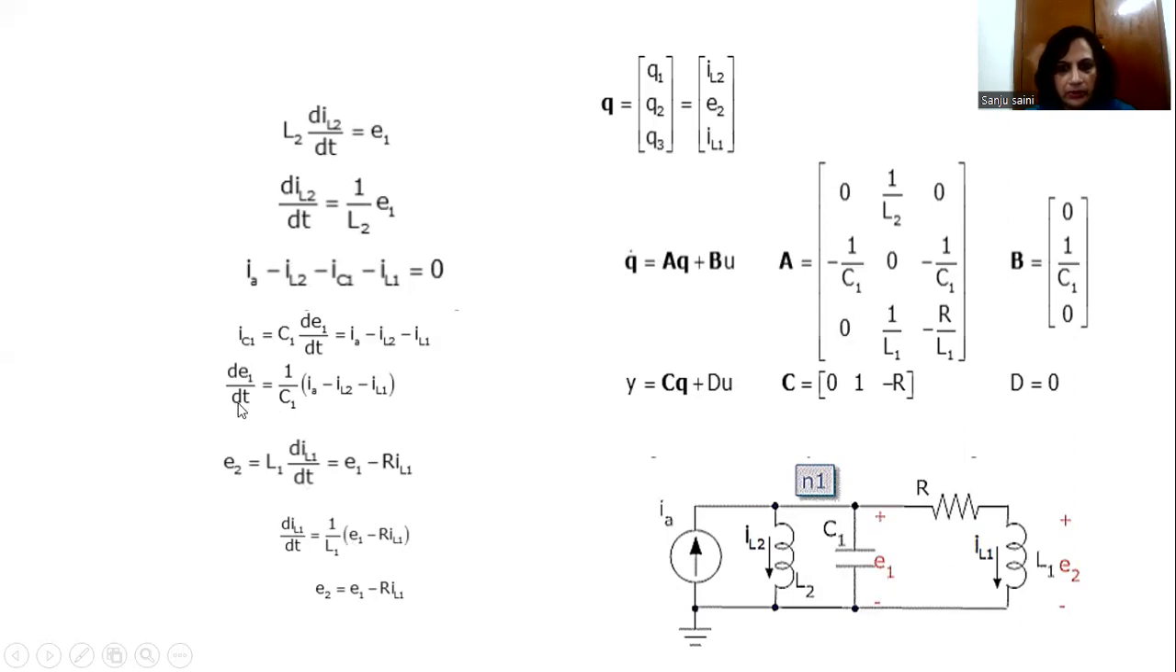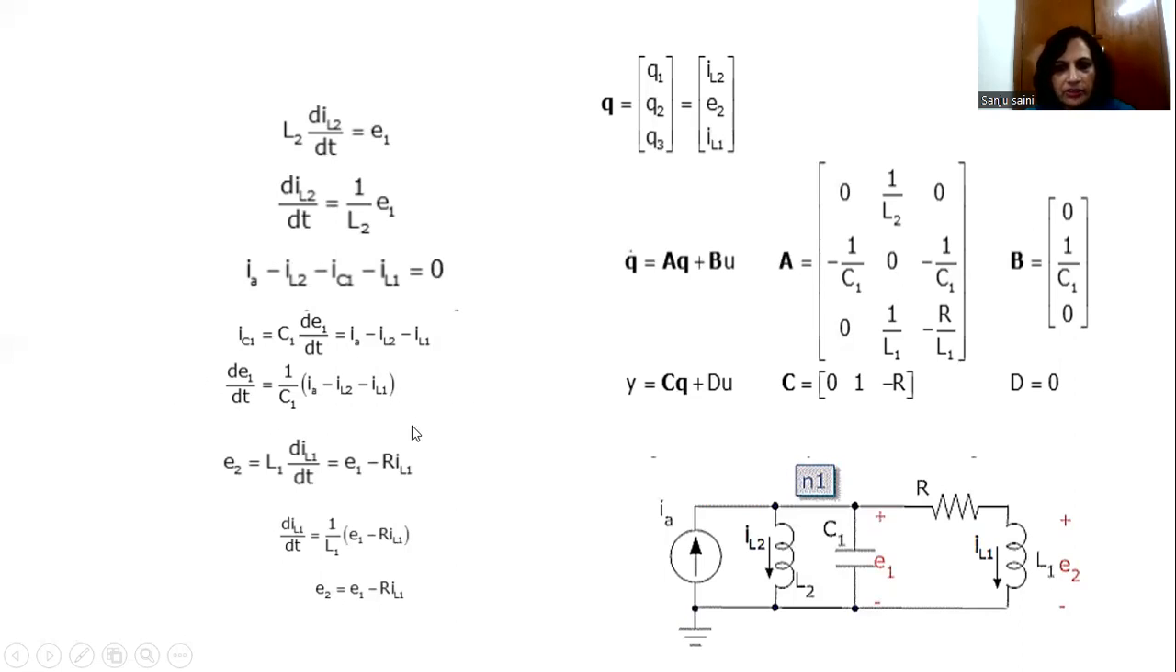The second state variable is not E2, this is E1. Sorry for this mistake. Instead of E2, read E1 over here. So E1 dot is equal to 1 by C1 into IA minus IL2 minus IL1. So it is minus 1 by C1 into IL2 minus IL1. These elements represent the equation dE1 divided by dt.